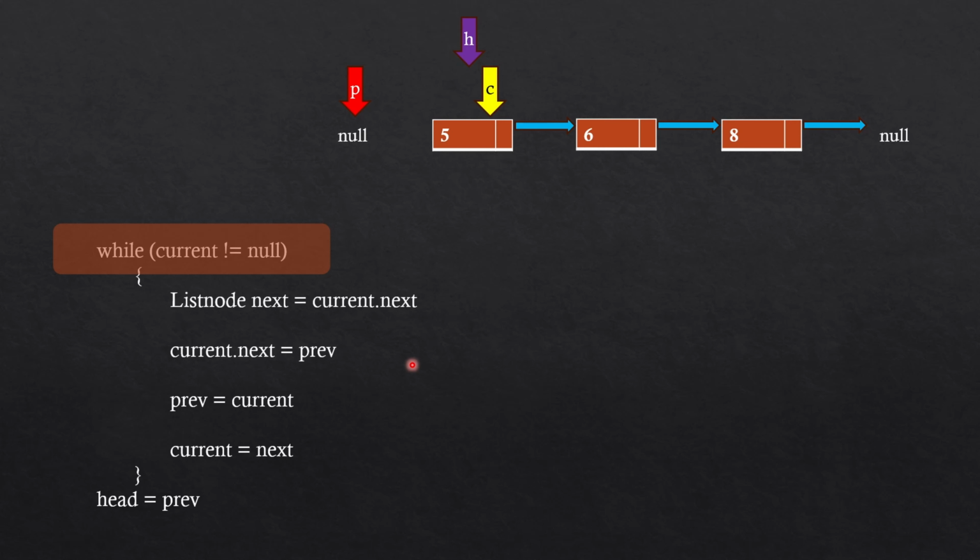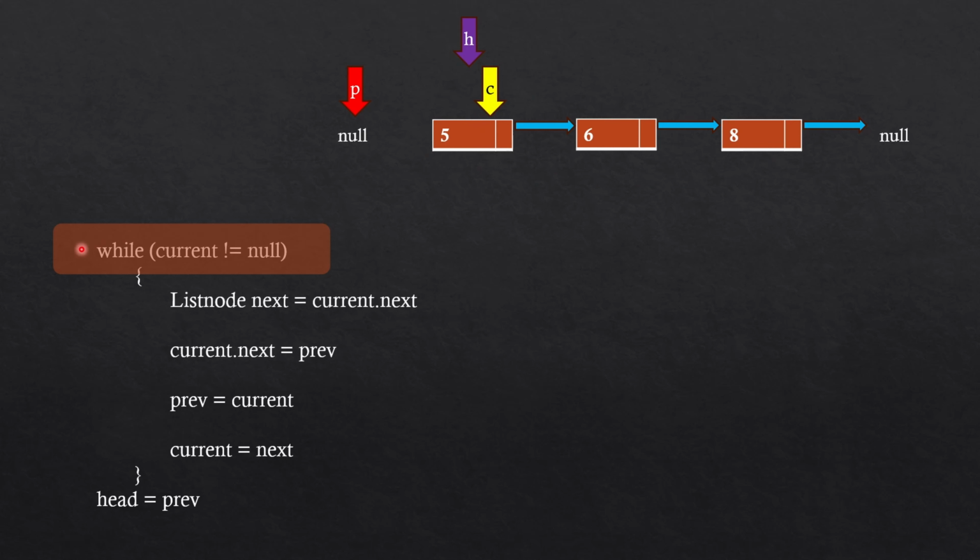Visual explanation. So here we have a pseudocode, and here we have some pointers. The P pointer stands for previous, okay, and H stands for head, and C stands for current. And here, as you can see, we have a linked list. So our target is to reverse this linked list.